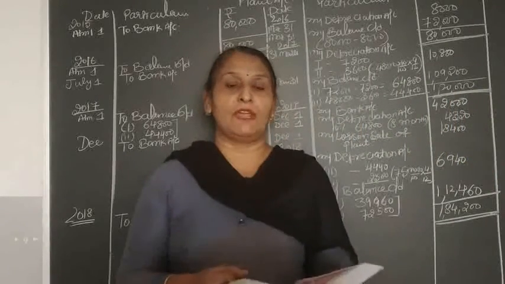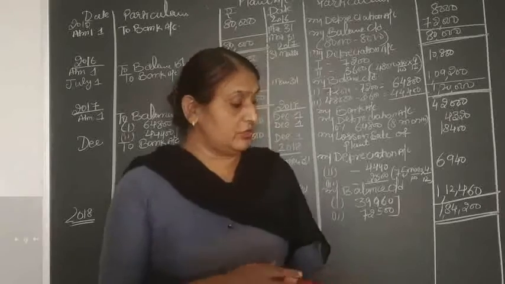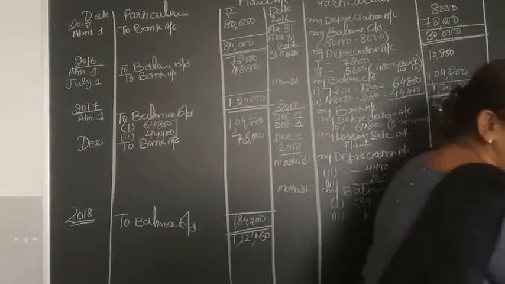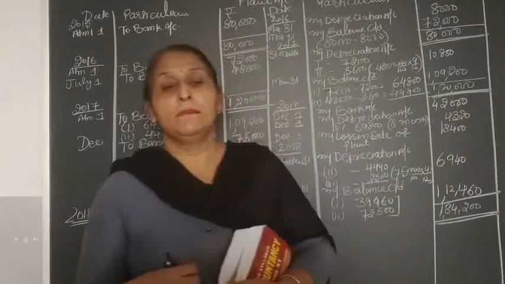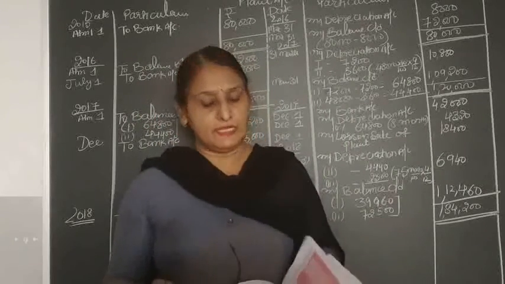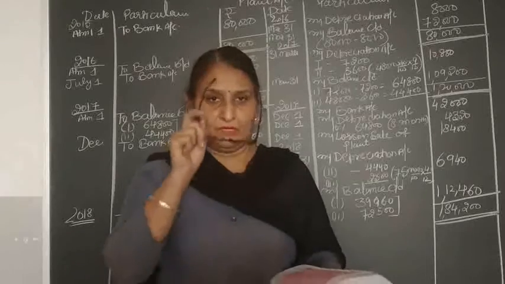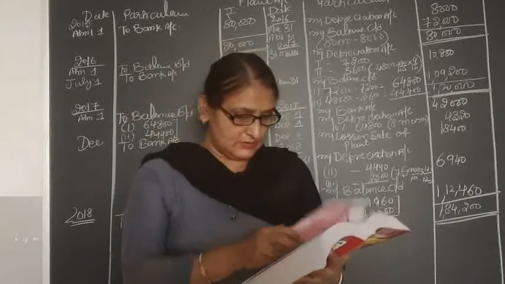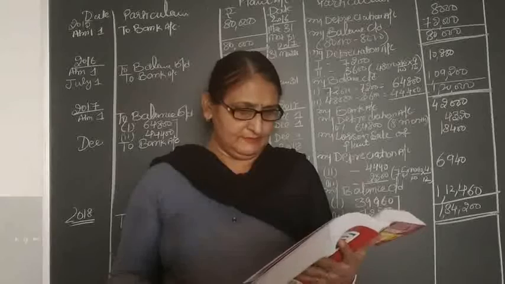Depreciation by written down value method. So, written down value method means when the depreciation is to be provided on the balance amount by a fixed percentage. That will be known as the written down value method. So, today's question is numerical number 10.